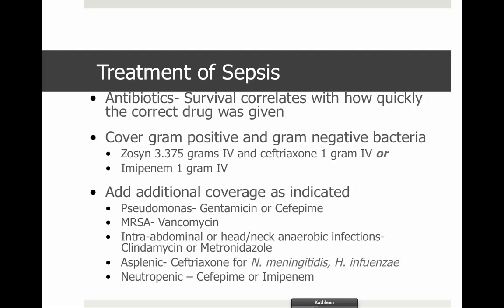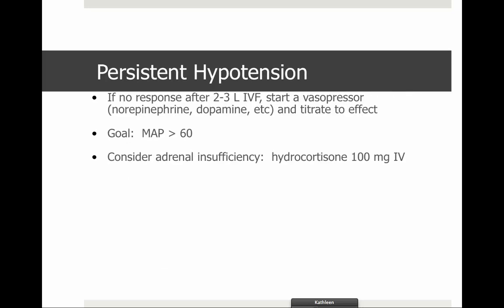asplenic is ceftriaxone, which would cover H. influenza, and neutropenic, cefepime or imipenem. If patient has persistent hypotension, if no response after 2 to 3 liters, then we would start vasopressor, norepi or dopamine, and titrate to effect. We want the MAP to be greater than 60. If the MAP is still less than 60, we want to consider adrenal function and give hydrocortisone 100 milligrams IV.